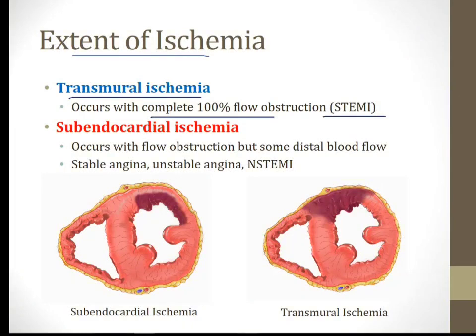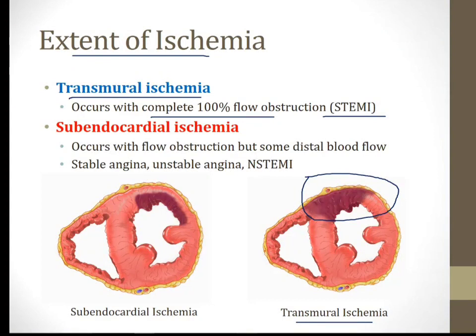STEMI. If you look at the bottom right side of the screen here, this is a drawing of what transmural ischemia looks like. So if a patient dies of a STEMI and you examine their heart in the pathology lab, you will see that an entire wall of the myocardium is ischemic and has necrosis. This is called transmural ischemia, and this occurs when a coronary vessel is completely occluded and completely deprives an entire wall of the myocardium of oxygen.